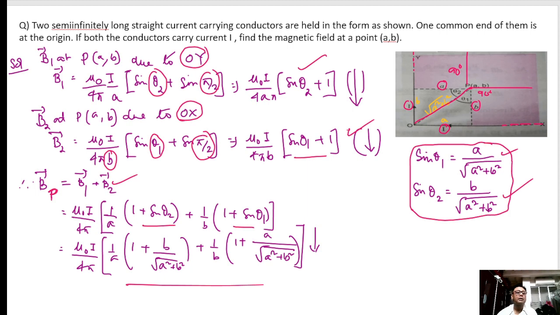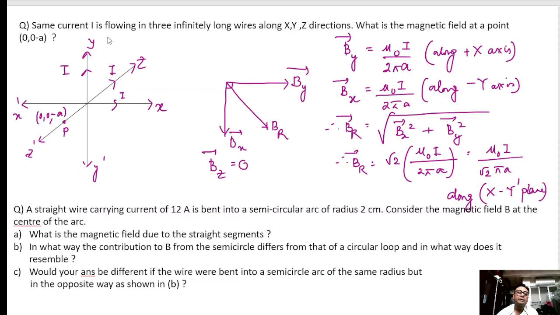Next, current flowing in 3 wires: the 3 wires are the X, Y and Z axes. The currents flowing are I and I, and all 3 wires are perpendicular to each other. The question is, what is the magnetic field at this point, 0, 0, minus A, which means it is on the negative side of the Z axis. This is R, 0, 0, minus A.